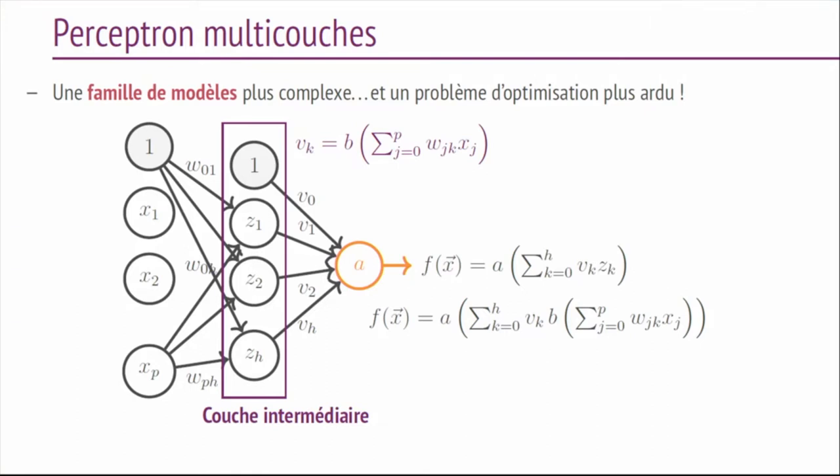You can have arrows that go in both directions. And you can also vary the kind of functions you can learn by varying A and B and other nonlinear functions involved in your network. So the overall concepts remain the same. Now I'm looking for weights W and V.